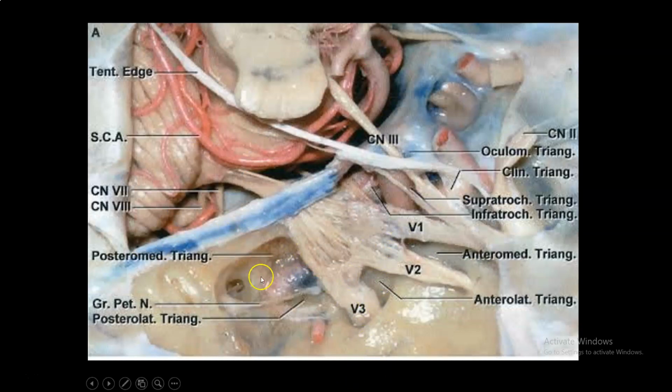Again, posteromedial triangle, the superficial petrosal nerve in the petrous bone, and the posterolateral triangle of Glasscock's is lateral to it. This is in the floor of the middle fossa. This is in the anterior wall of the petrous bone. You see it? Cochlea is more lateral.